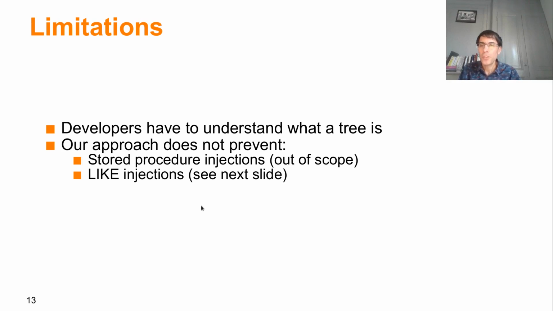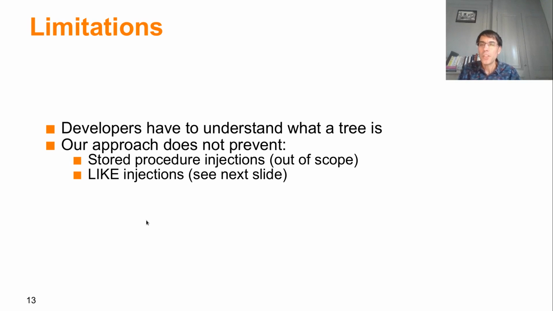So what are the limitations of our library? The first obvious one is that developers have to understand what a tree is. It might not be such a big deal, but developers generally don't know what trees are, so they have to be taught about trees.